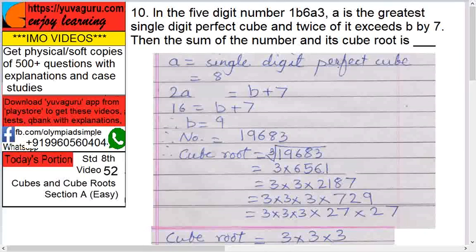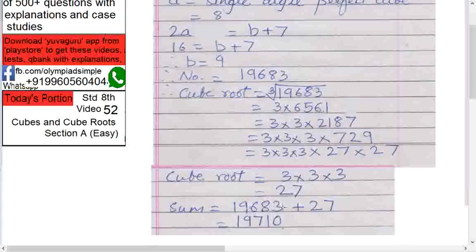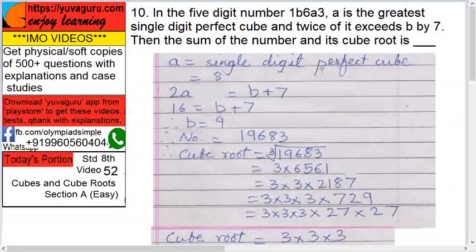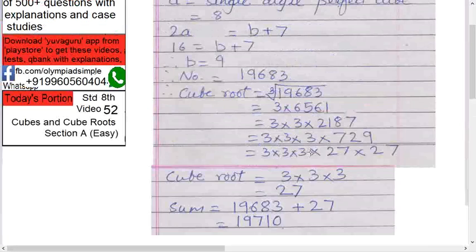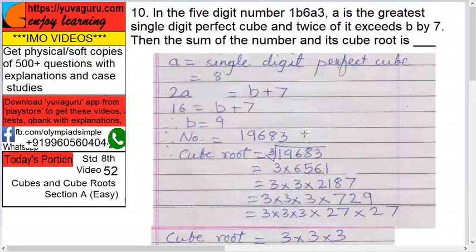That is 27. So we want the sum of this number and 27. So 19683 plus 27. It comes to 19710. Got it? So here practice is important in this problem. You try it yourself. Then only you will have the mastery over it.